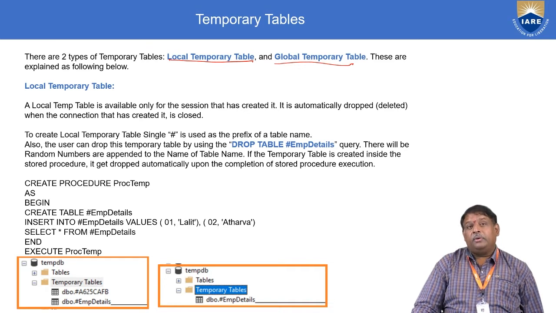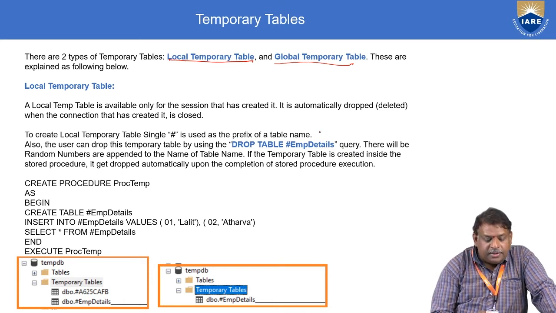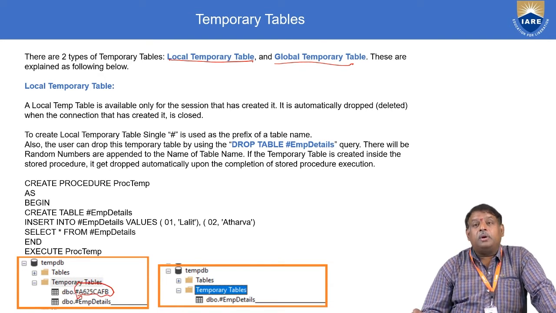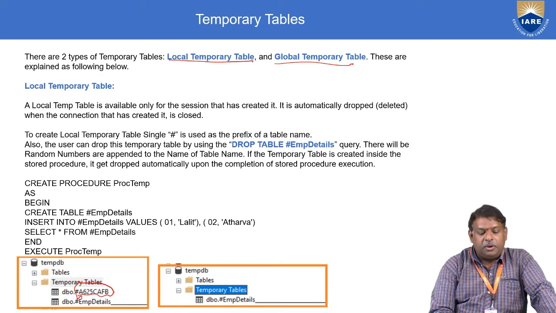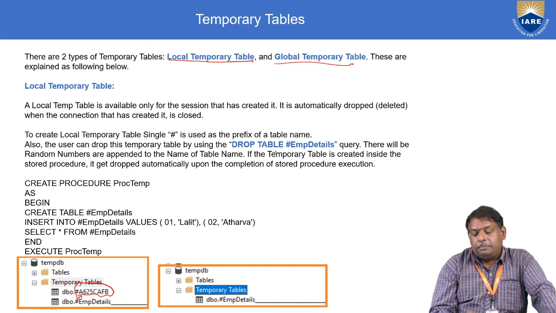To create a local temporary table, a single hash is used as a prefix for the table name. Earlier we have seen that a single hash means a local temporary table. Also, the user can drop this temporary table by using drop table #EMP. There will be random numbers appended to the table name. If the temporary table is created within a stored procedure, it gets automatically dropped upon the completion of the stored procedure.